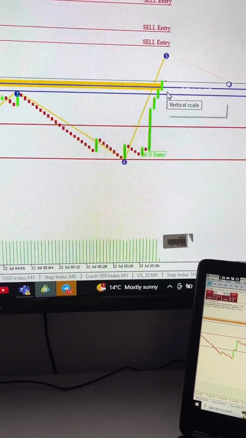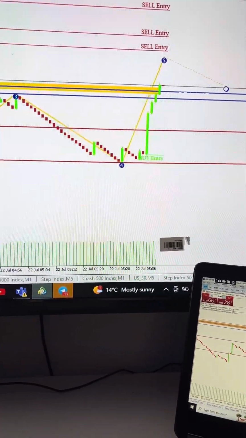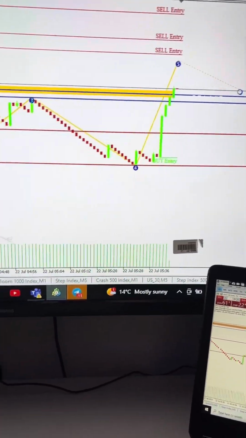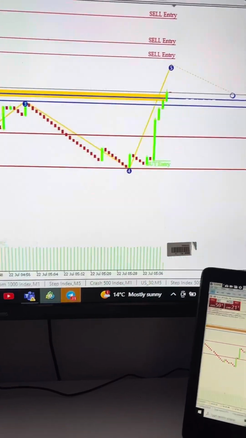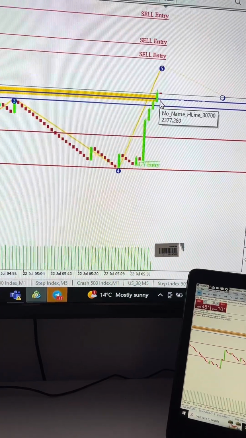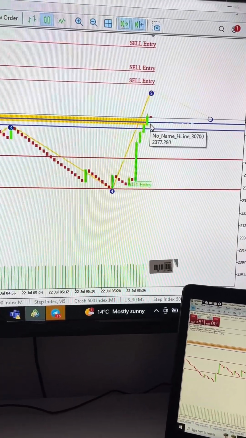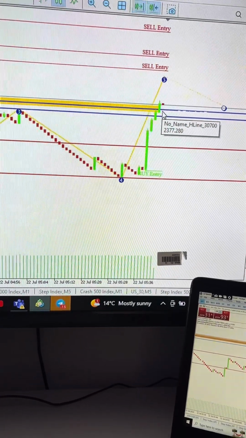For instance, can you see that the node is at the top? So in other words, we are saying spikes are still coming. But how do they come? It's going to retrace to that blue line on Boom 300. Once it retraces to that blue line, it is going to go up afterwards. So this is how it's going to move.